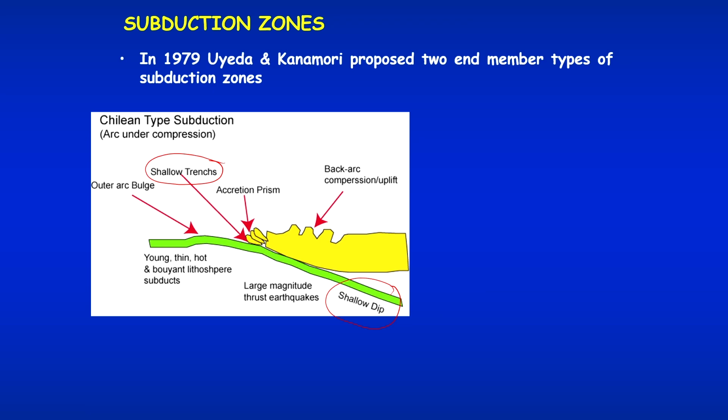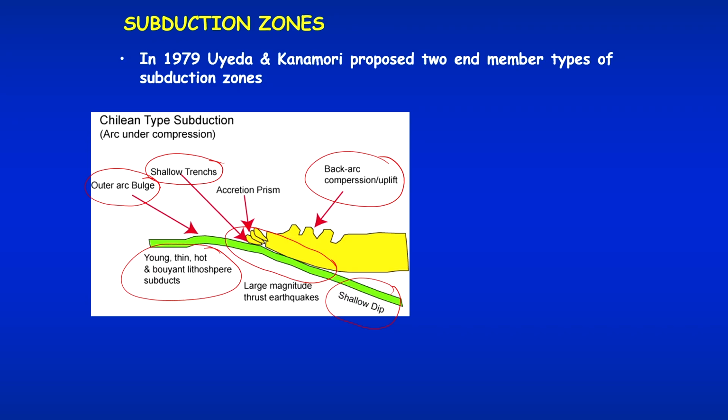Due to this large area being under friction, you will see this activity, that is back arc compression and uplift, as well as the outer arc on the subducting plate will bulge. So there will be deformation on both sides, that is on the subducting plate as well as the overriding plate. And mostly it has been seen that this shallowness in the subducting plate going down is because of the young, thin, hot, buoyant lithosphere. So it is not very dense in the sense.